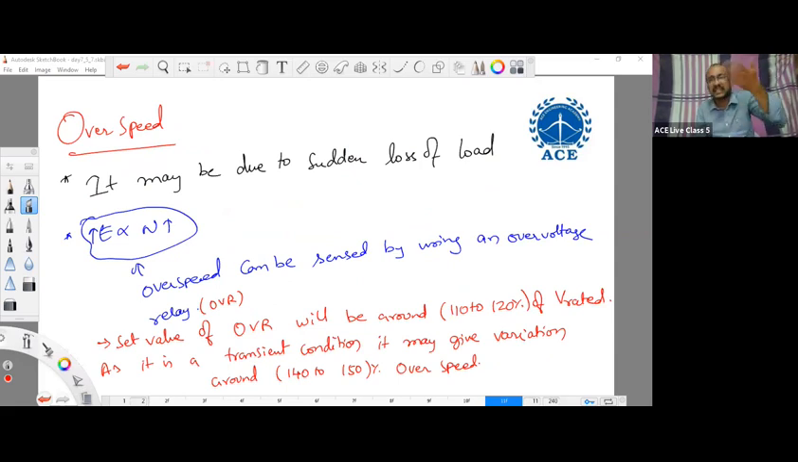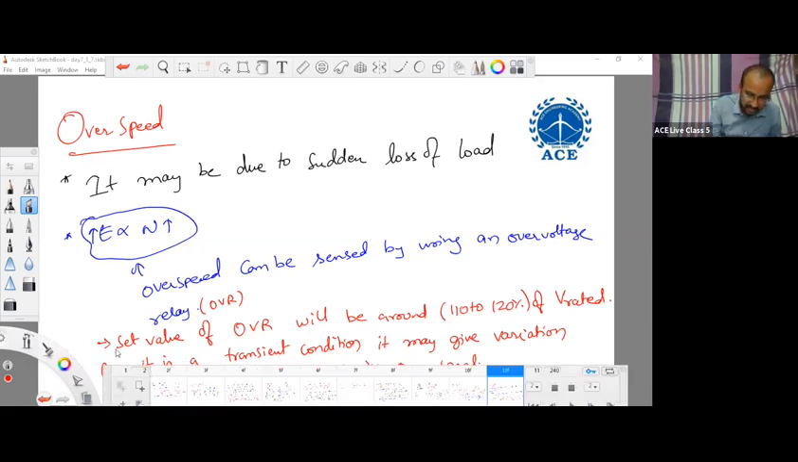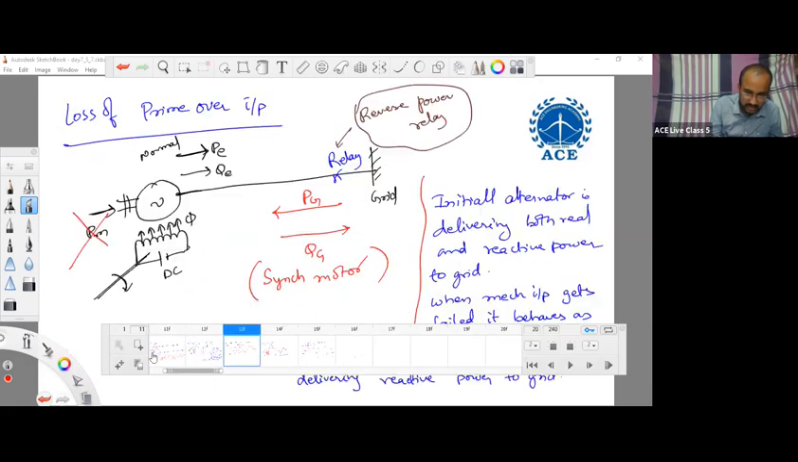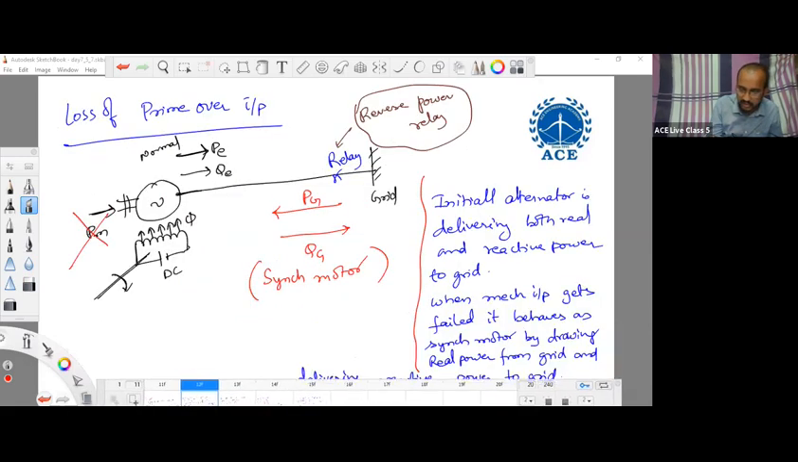As it is a transient condition or steady state condition? Overspeed is due to a sudden loss of load, so it is a transient condition. It may give variation around 140 to 150% of overspeed. Okay, so this is about overspeed. Next one is loss of prime mover input, or mechanical input also we can say.